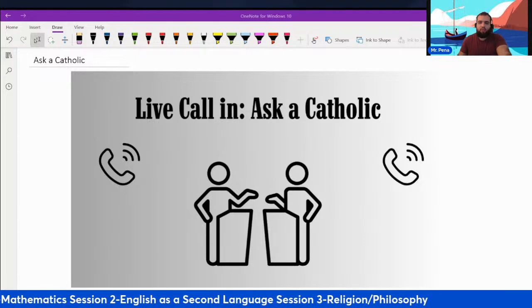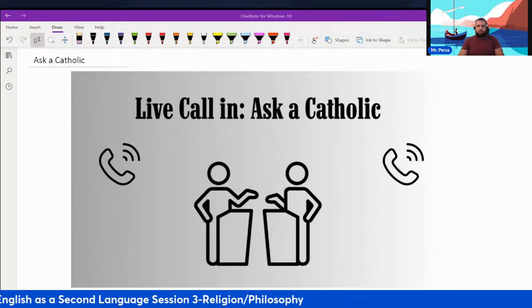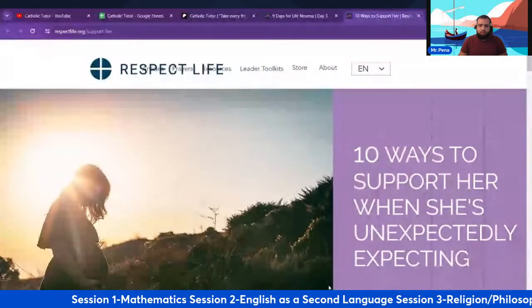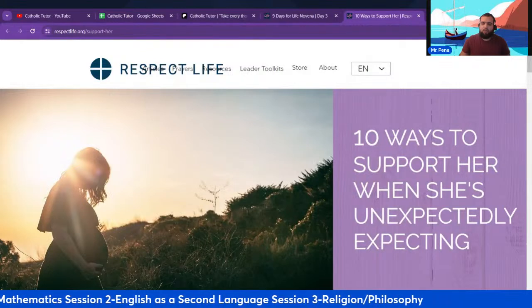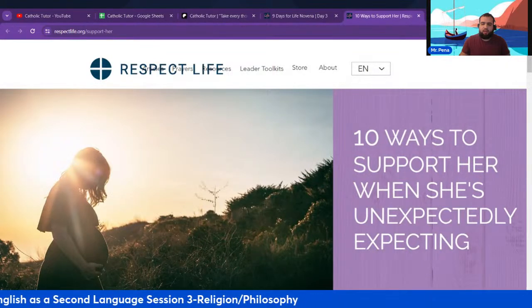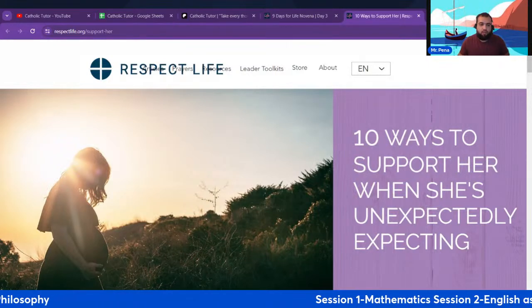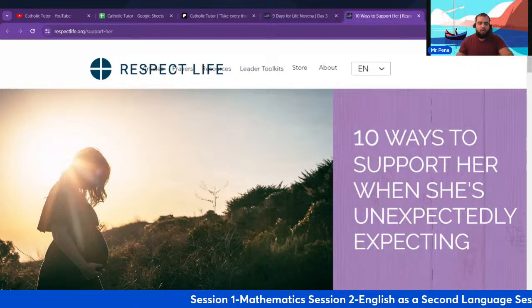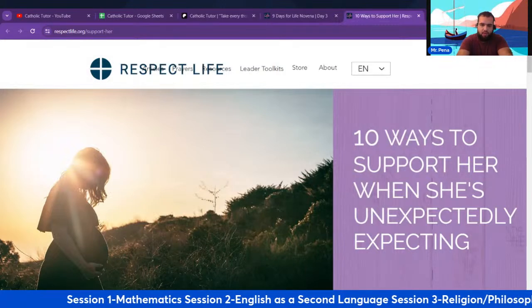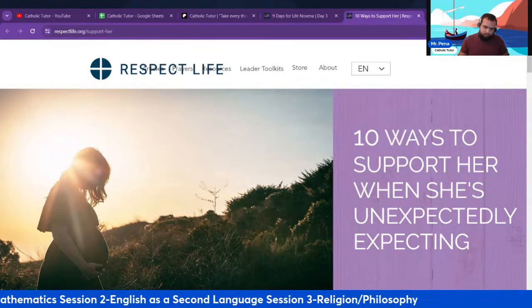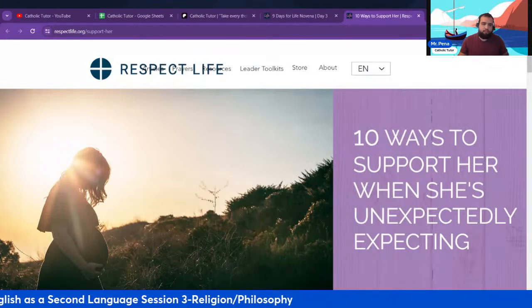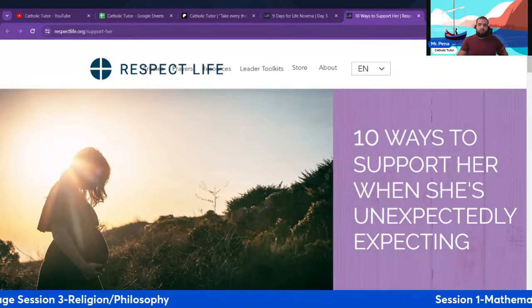The article is called 10 Ways to Support Her When She's Unexpectedly Expecting. This is free to call in, and we want to discuss and we want to talk about this issue. It just happens to be a very controversial issue this week. So let's get into the article.